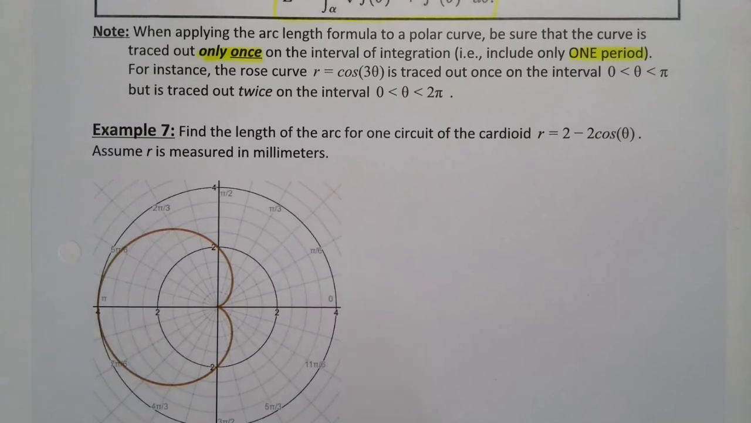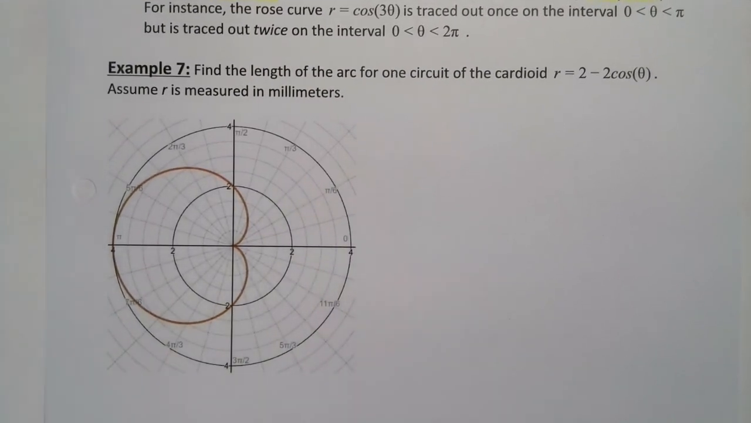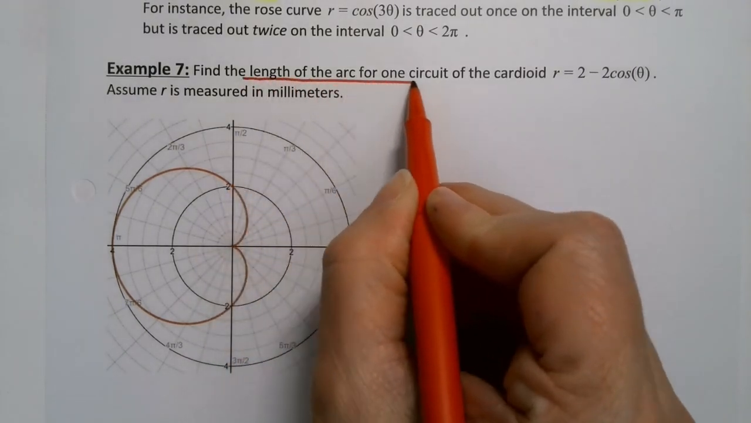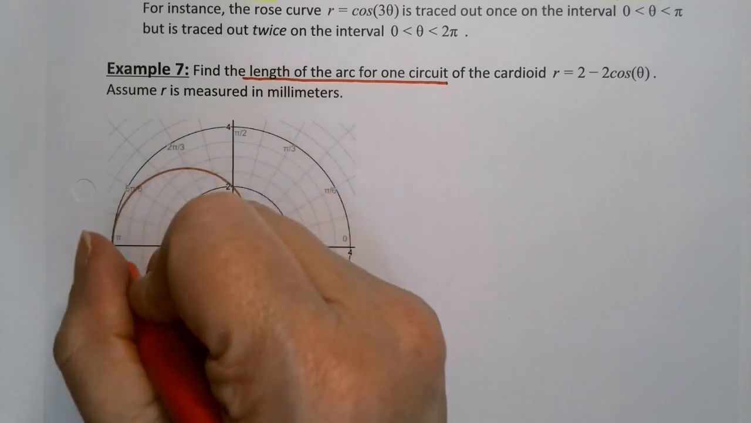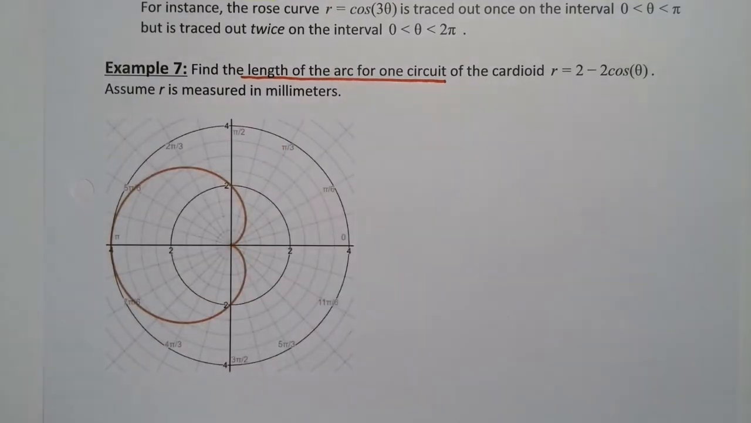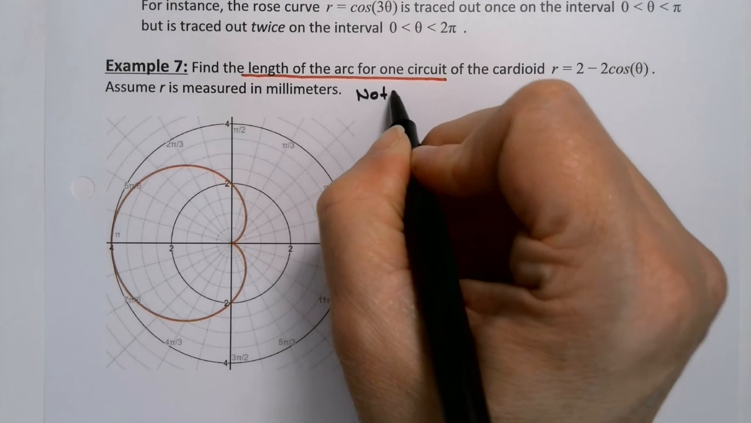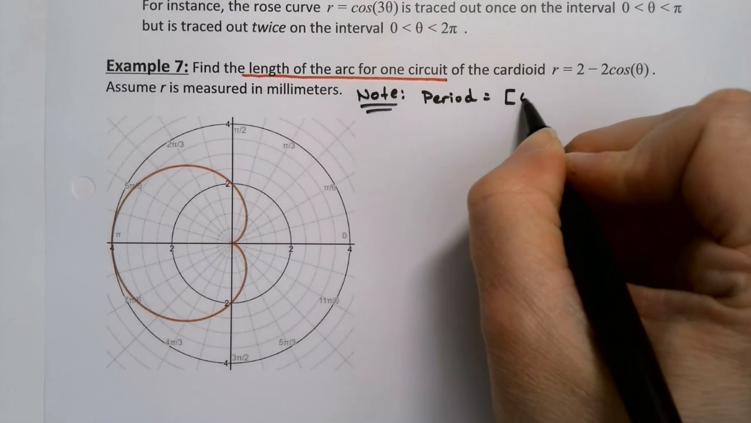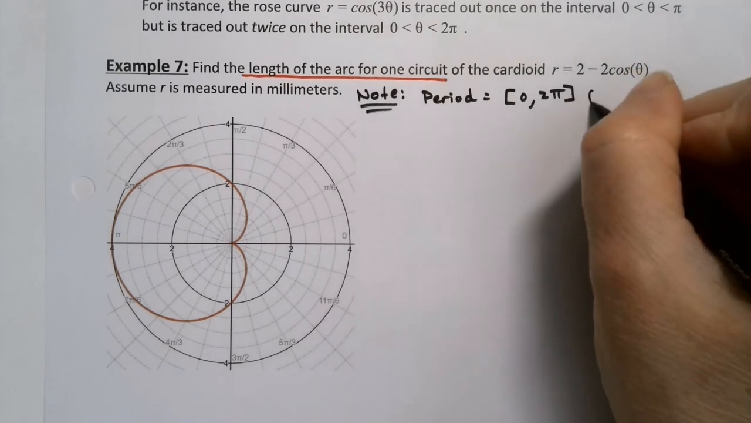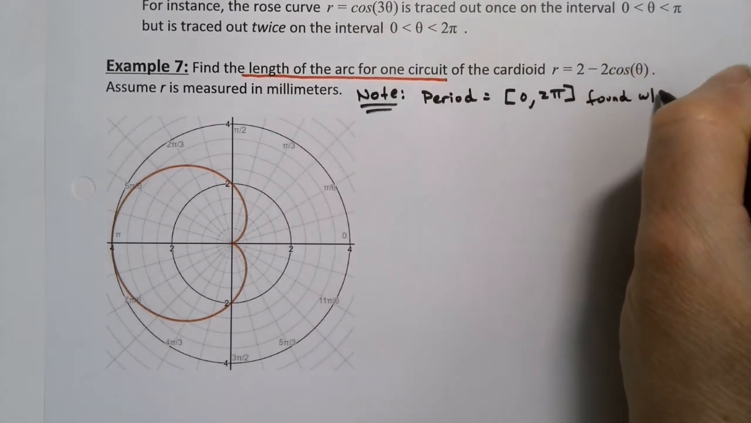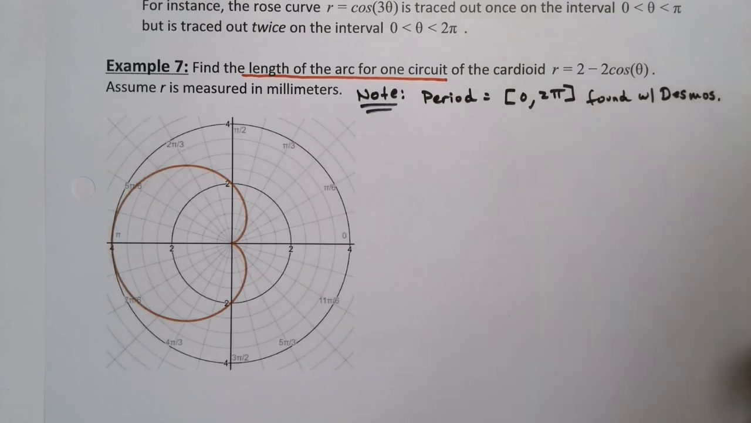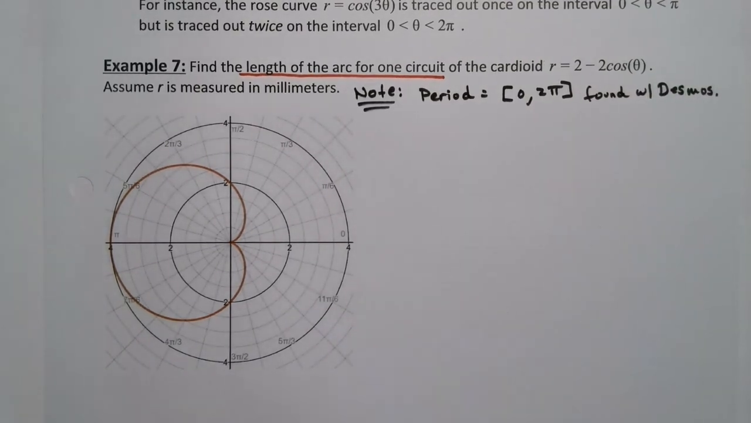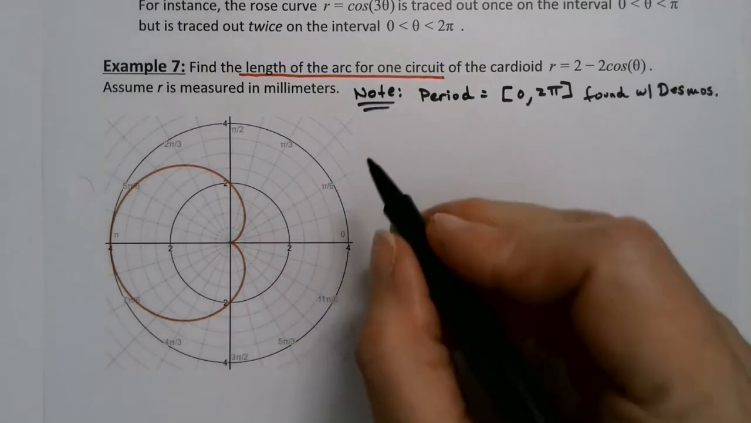All right, and I want to know basically how much distance that was to get around the curve. That's what I'm finding. So the length of the arc for one circuit would be going around this thing once. Now we'll make a note: found with Desmos. Okay, so we need to have that somewhere because we're going to need that in order to have our limits of integration. Okay, so let's find L.